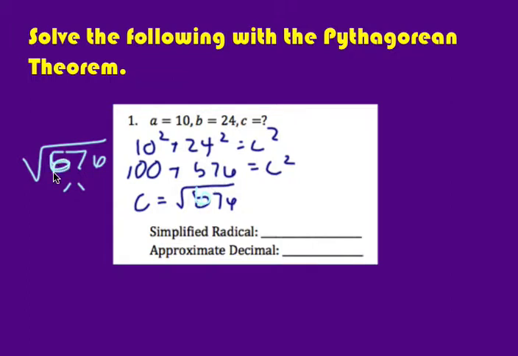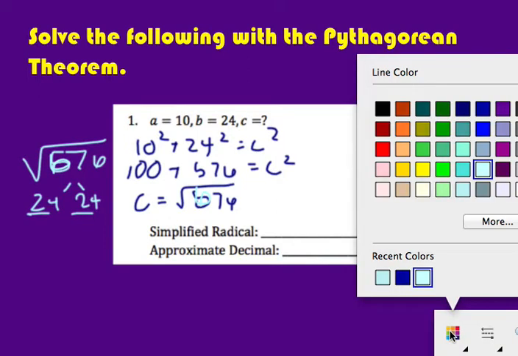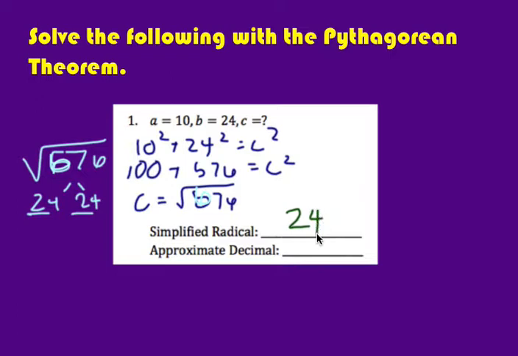So when I do that, I end up getting 24 and 24, and you can continue to break those down, but notice I have two pairs. So actually, the square root of 676 is 24. So our simplified radical is 24 since it is a perfect square. Likewise, the approximate decimal is 24.